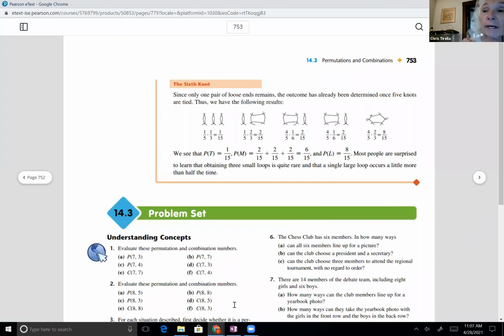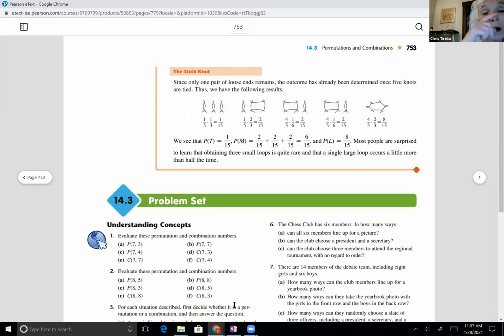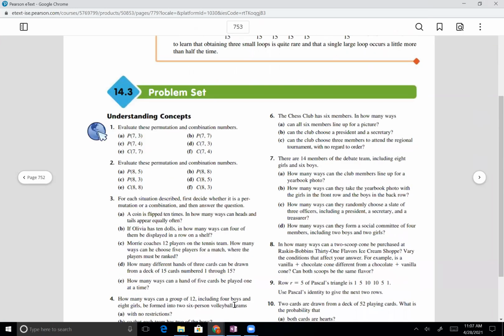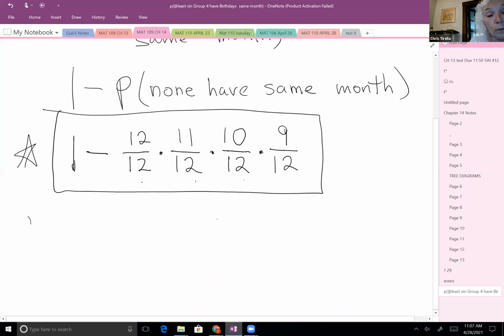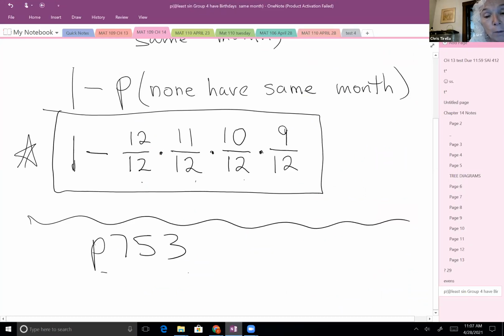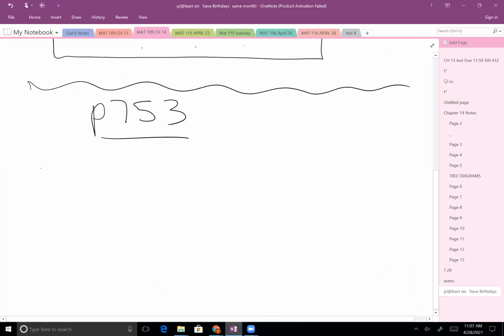These are asking you to evaluate permutations and combinations. Are you all right if we just do a couple of them? Yeah. Okay, do you have your book open? Yeah. Can you read to me 1A?